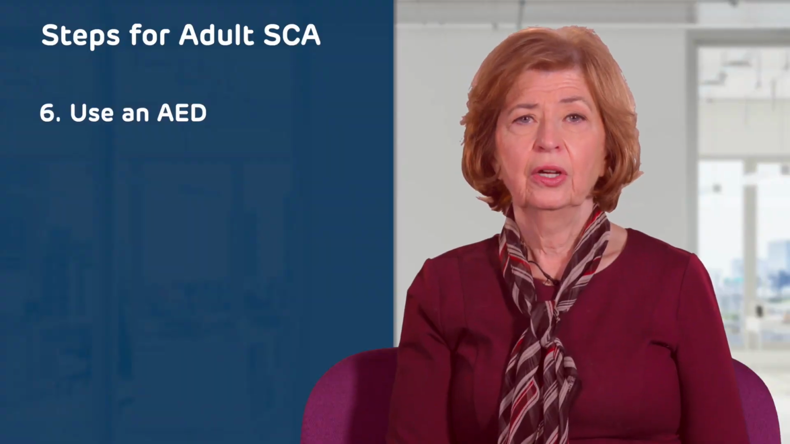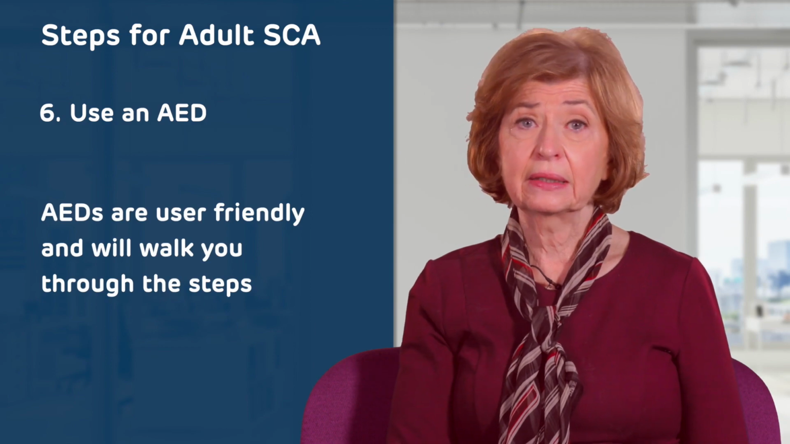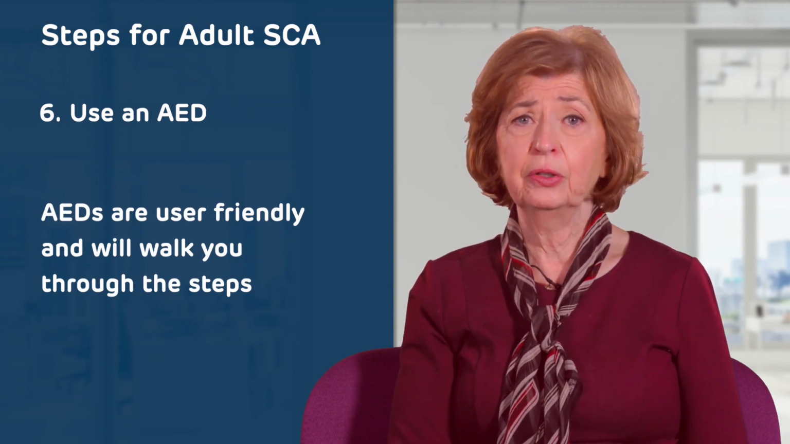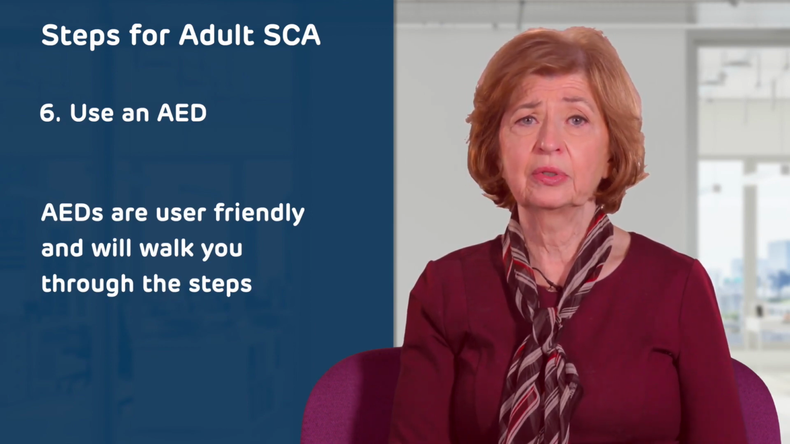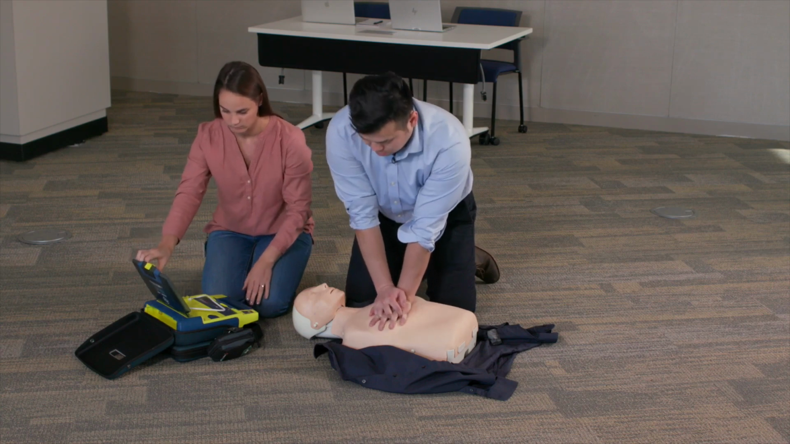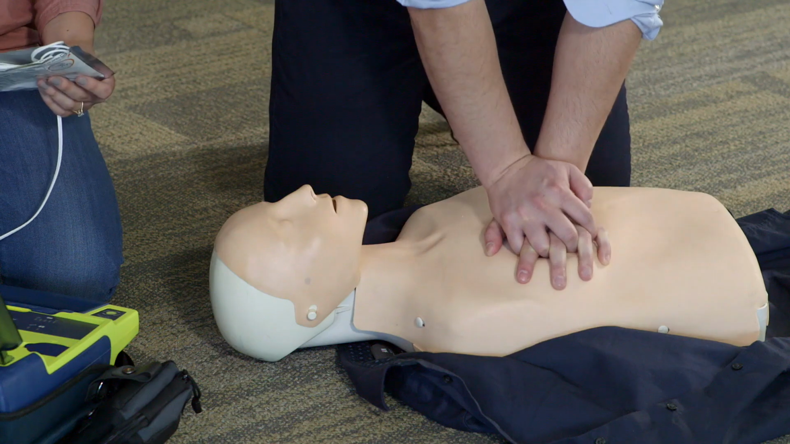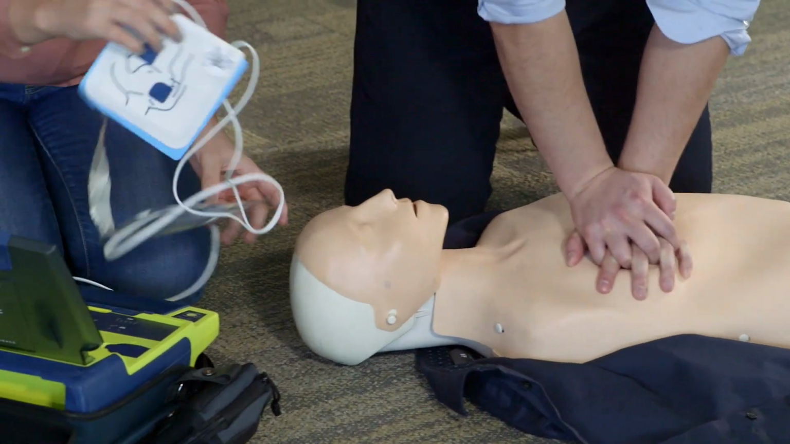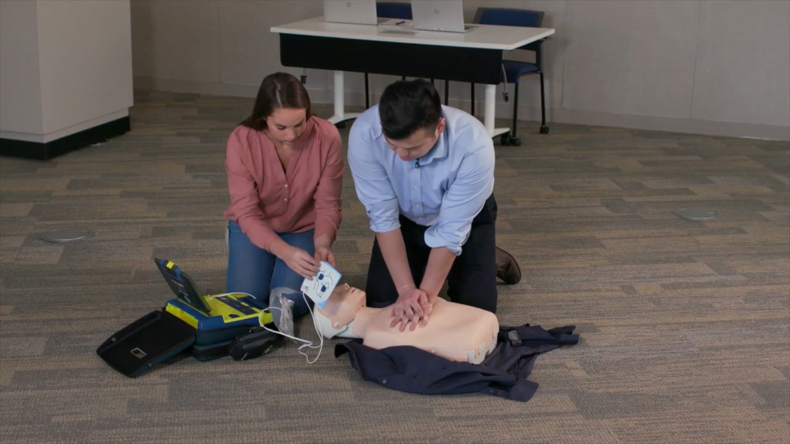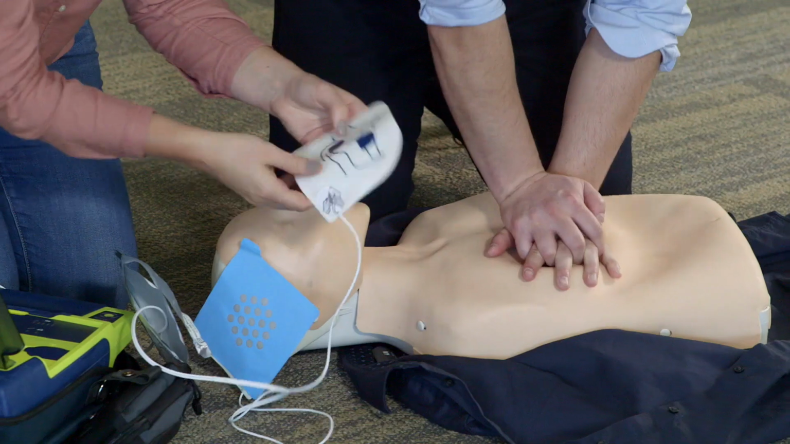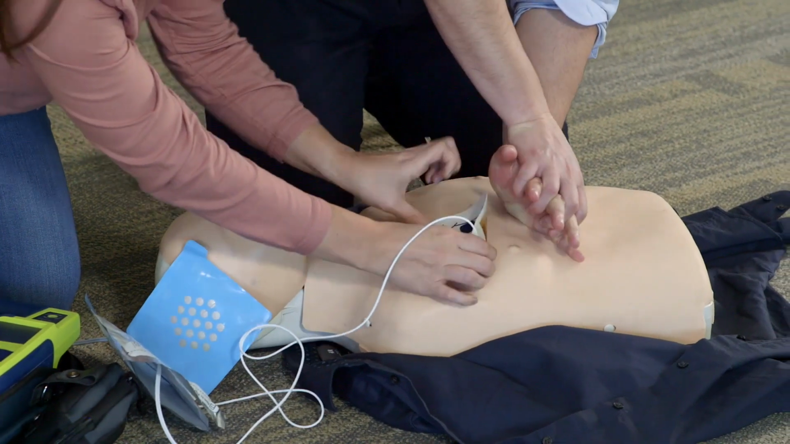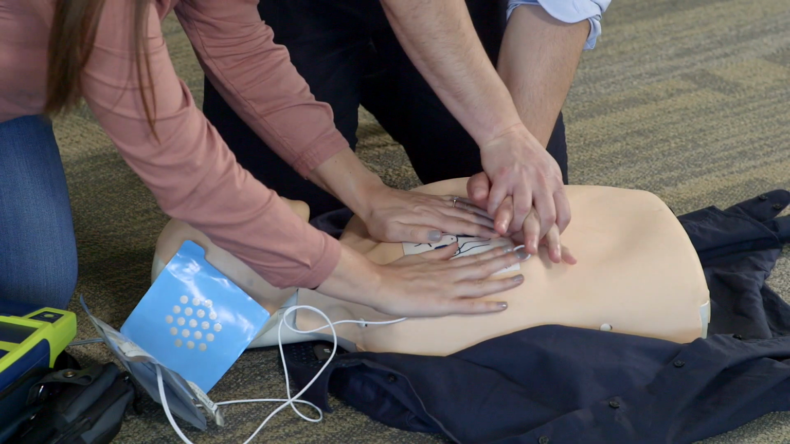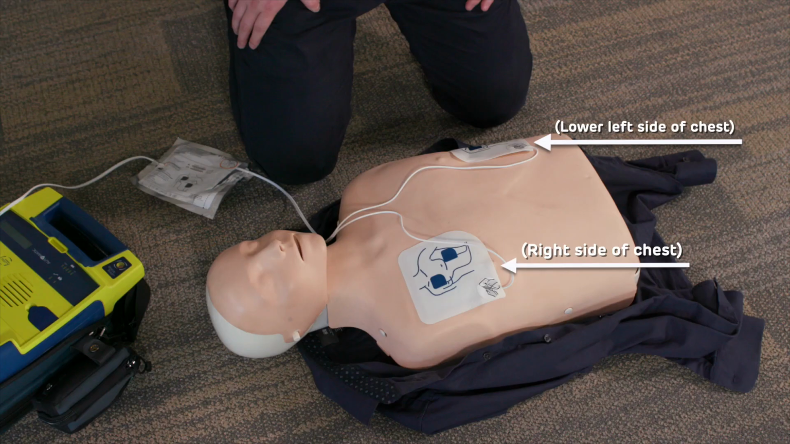AED use. Using an AED is quite simple. Although every AED is slightly different, they are all made to be user-friendly and walk you through the steps. Once the AED is on the scene, you will open the unit, turn it on, and immediately begin attaching it to the victim. Then, following the images or instructions, put the pads on the victim's bare chest, placing one over the right side of the victim's chest just below the collarbone, and the other on the lower left side of the chest.